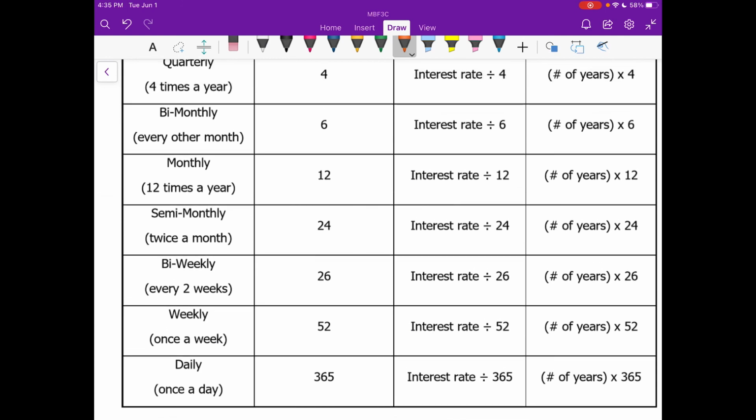Bi-monthly means every 2 months. So you have 6 compounding periods. So you divide the interest rate by 6 and you multiply the number of years by 6.